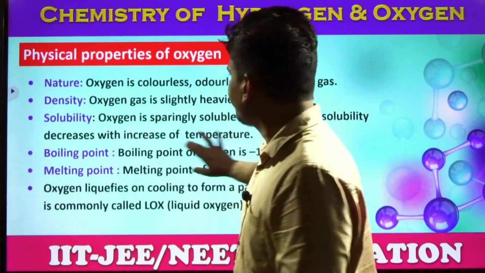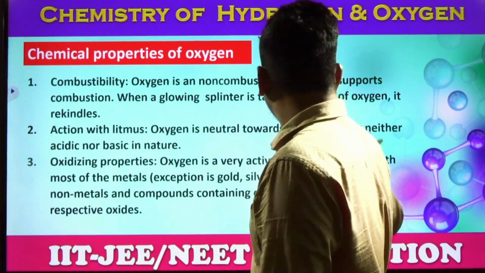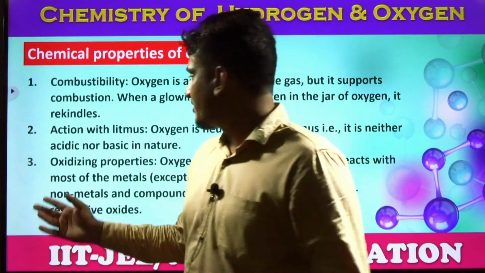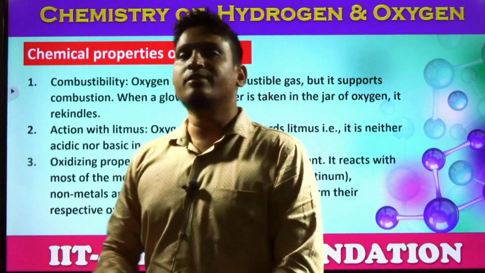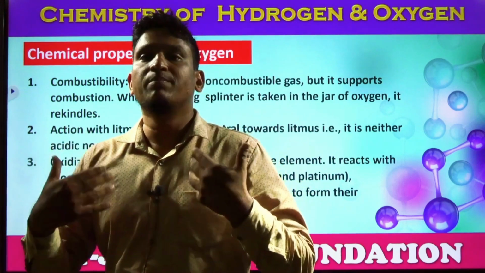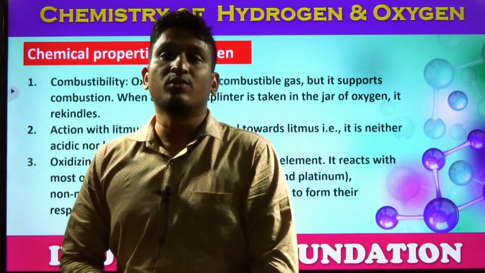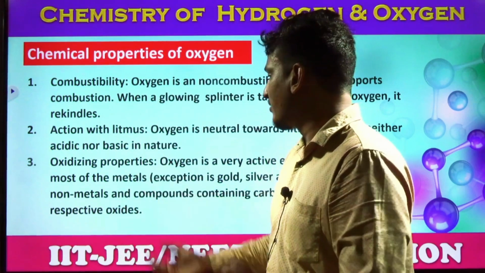Next, action with litmus. Oxygen is neutral towards the litmus. It is neither acidic nor basic in nature. It's a neutral substance. Oxidizing property, like I said. If you try to burn all these elements, they form their respective oxide. That means it makes other elements undergo oxidation. So that's why it is a good oxidizing agent.